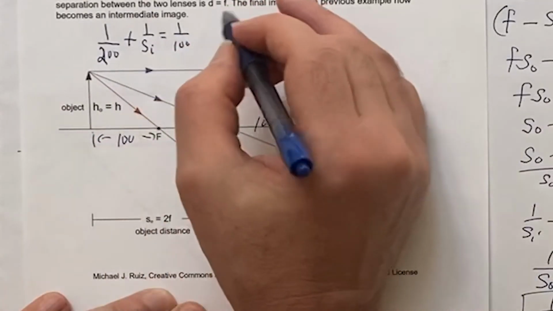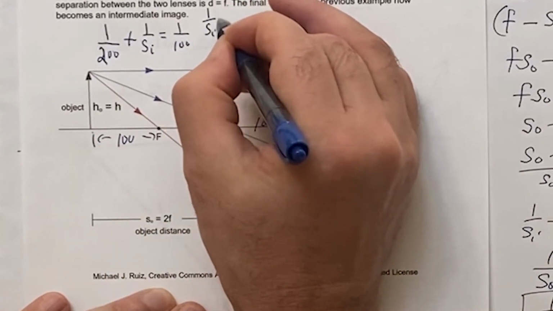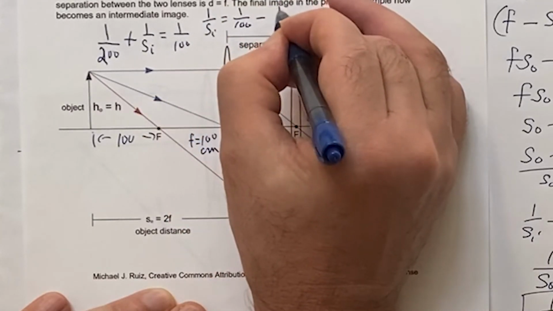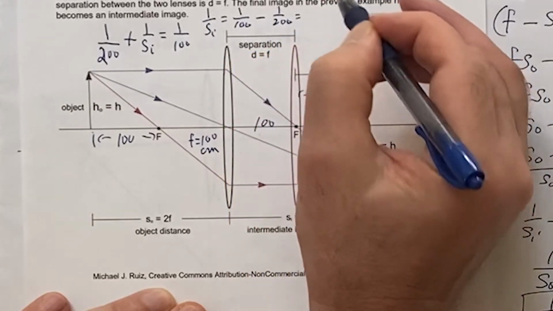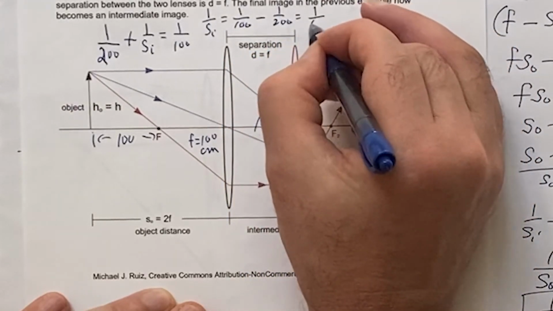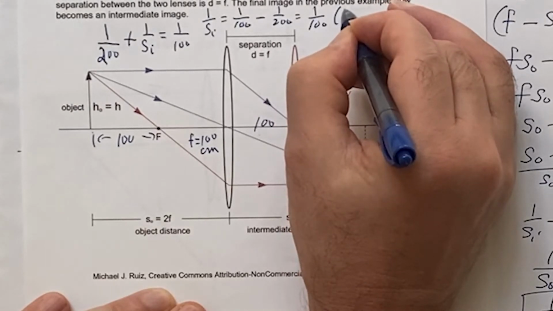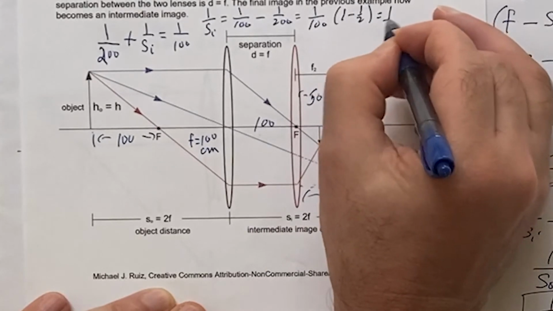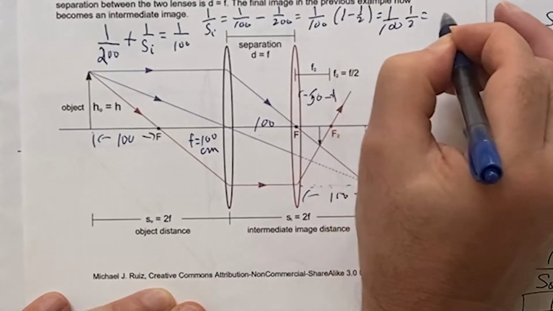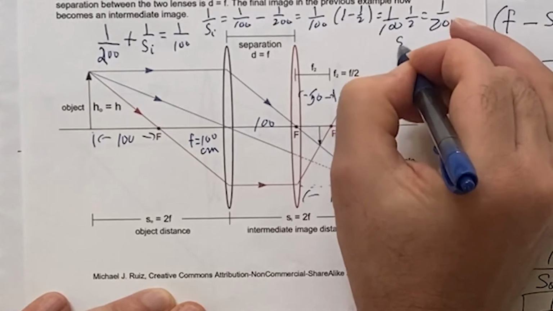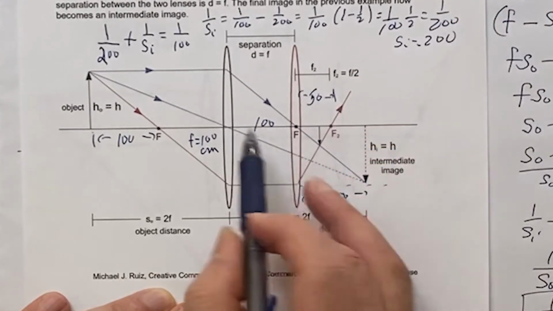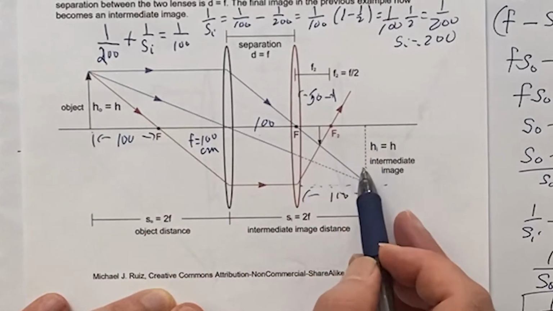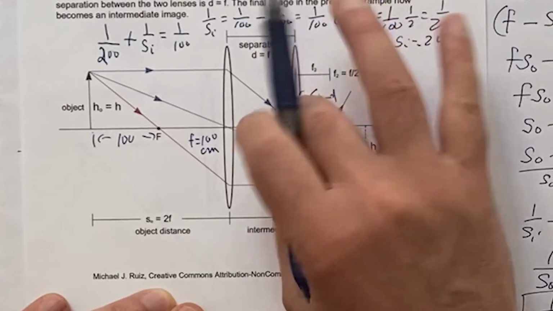So 1 over SI is 1 over 100 minus 1 over 200. That's basically saying 1 over 100 times 1 minus a half, which is 1 over 200, which means the image distance is 200. We know that because if the object is twice the focal length away, the image is twice the focal length on the other side. We don't care about that; the lens is not there at this moment.